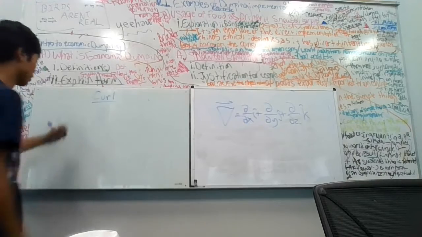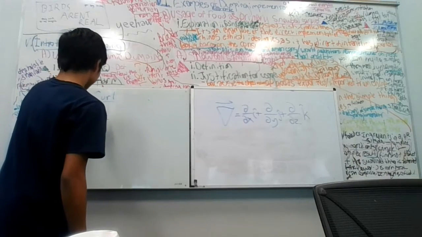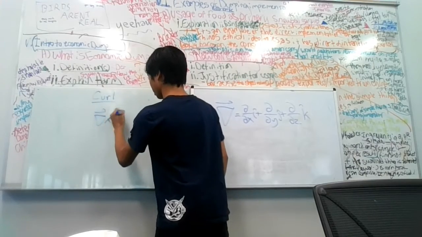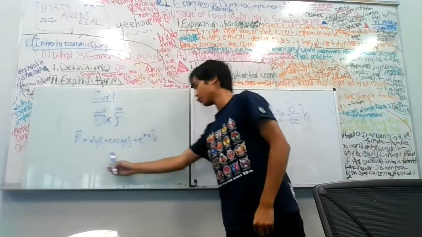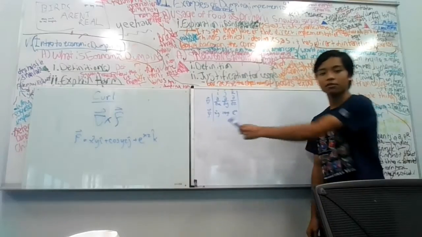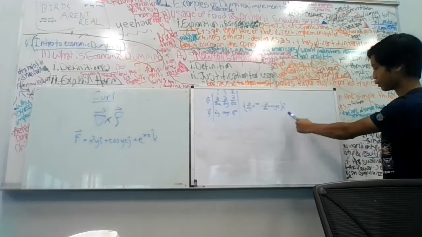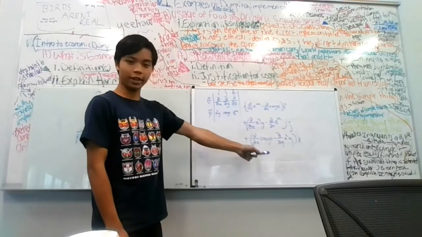So on to the computation. Curl is defined as the gradient vector cross-producted with the vector field. We're going to use the same vector field as in the last problem. So we have our matrix, we can start computing the cross product. There's our i component, there's our j component, there's our k. We do the derivation, it looks like this.